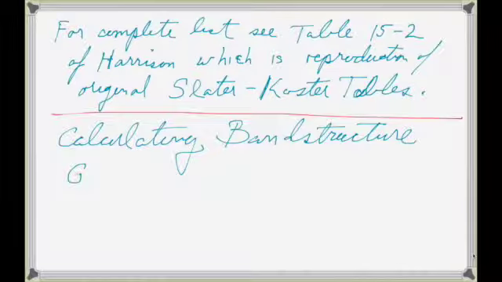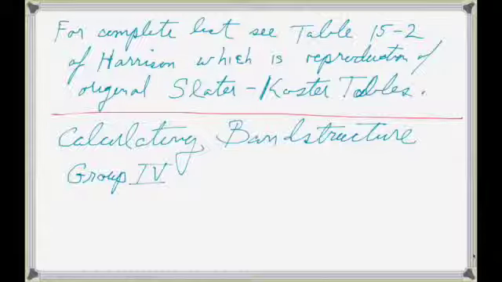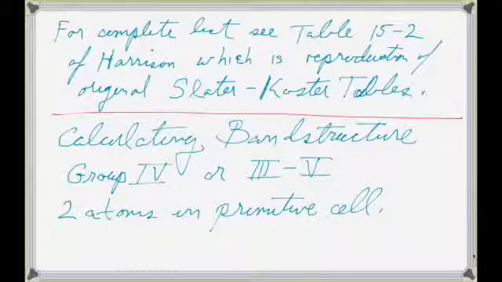We're not going to do all that, but we'll look at what they call the high symmetry points. So everything we're doing is applicable to these group 4 semiconductors, or the 3-5s, which have this diamond or zinc blende lattice. We've got 2 atoms in our primitive cell, and we're placing them at 0, 0, 0, and A over 4, 1, 1, 1.